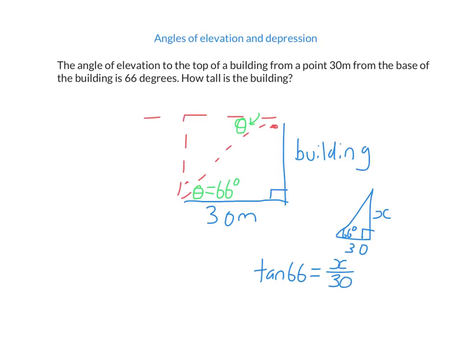When the thing you want to find is on top, you multiply. So the height of the building is just going to be 30 times tan 66. And the answer we get, making sure our calculator's in degrees, is about 67.38. So the building is 67.38 meters high. So how cool is that? We've used trigonometry to calculate the height of something that we couldn't really measure, at least not practically. So we've taken a 3D problem and reduced it to a 2D problem.